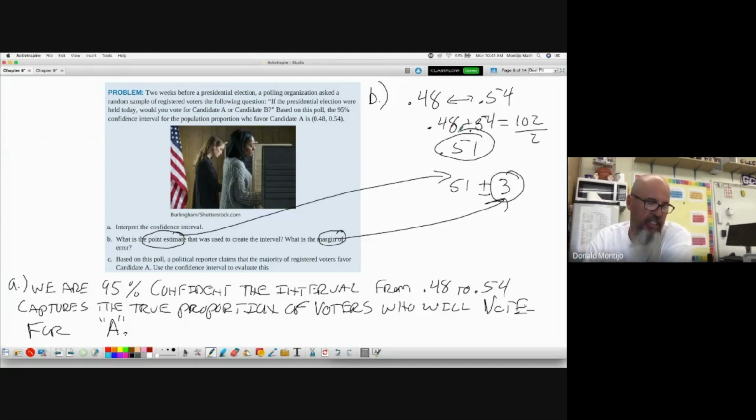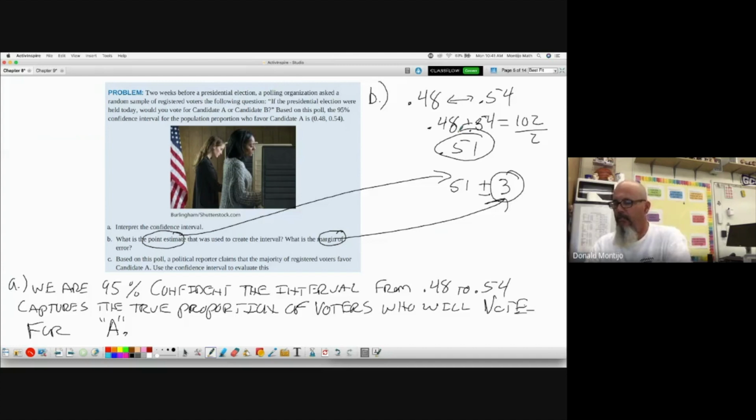And then question C says, based on this poll, a political reporter claims the majority of registered voters favor candidate A. Use the confidence interval to evaluate this claim. So he says the majority of the voters would vote for candidate A. Majority means more than half. Do we believe this statement is true? Okay.